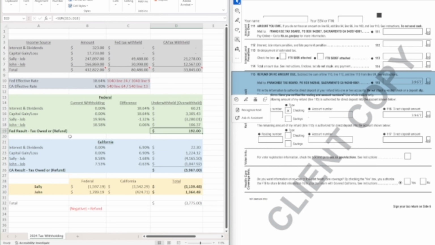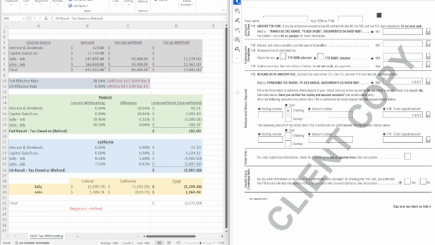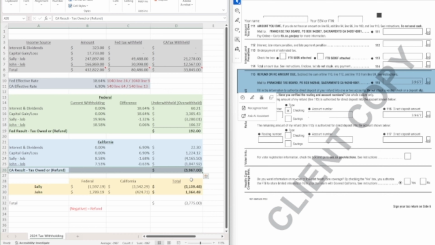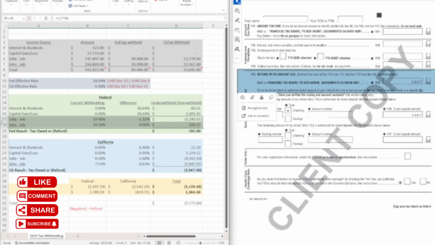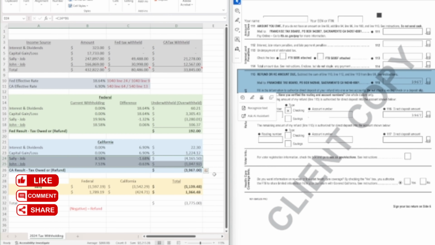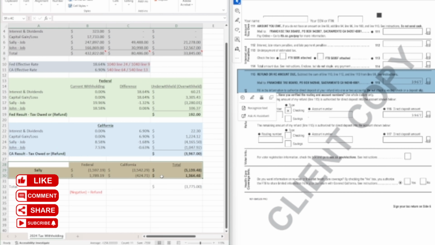You will want to double check that these numbers do match your tax return, right? Like that $3,967, was there a refund on the tax return here? Yes, there was. Okay, so I got that. And now how do I allocate this amount due and this refund to what they made and what they paid? This is what I did down here.